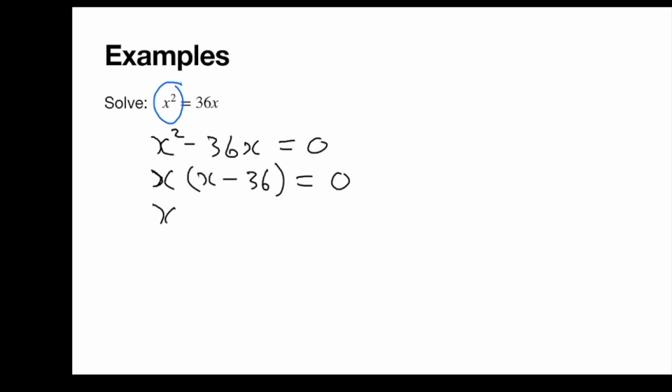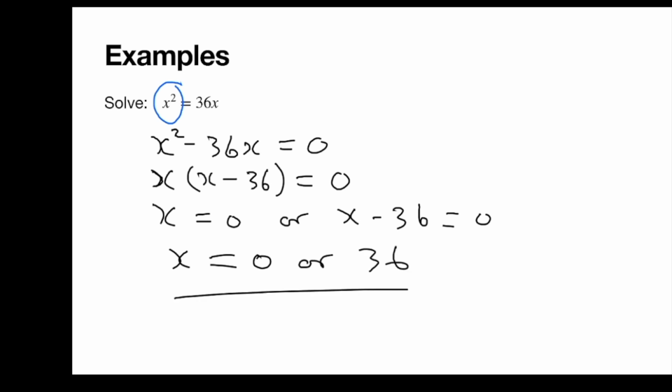Then either x is equal to 0 or x minus 36 is equal to 0. Solve the other equation and you will get x is equal to 0 or x is equal to 36.